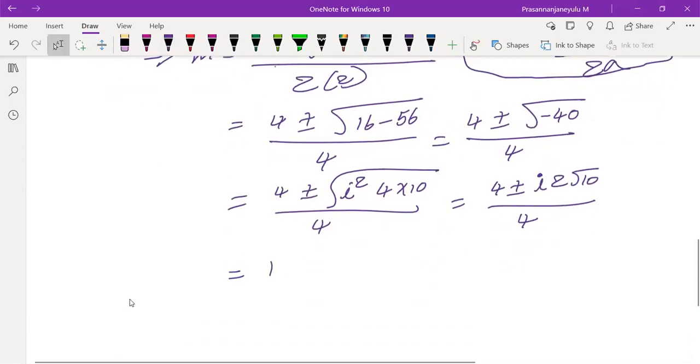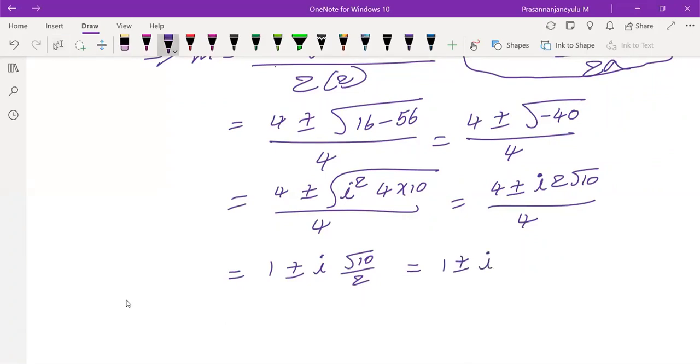1 plus or minus i into root 10 by 2. If you want, you can write it like this also: 1 plus or minus i into root 10 can be written as 5 into 2, then on simplification we'll get m equals 1 plus or minus i into root 5 by 2. Square root is applicable for the denominator also.